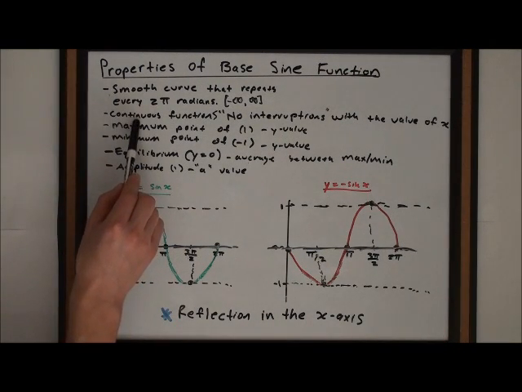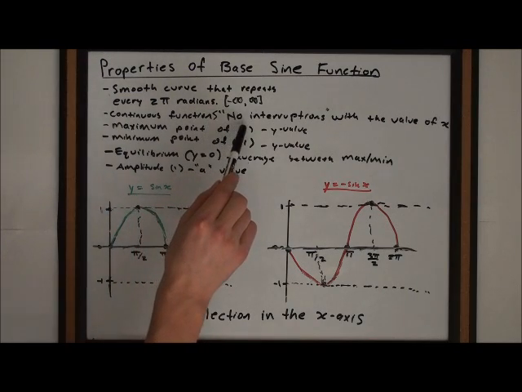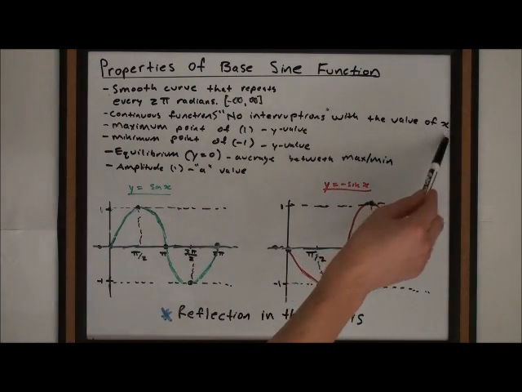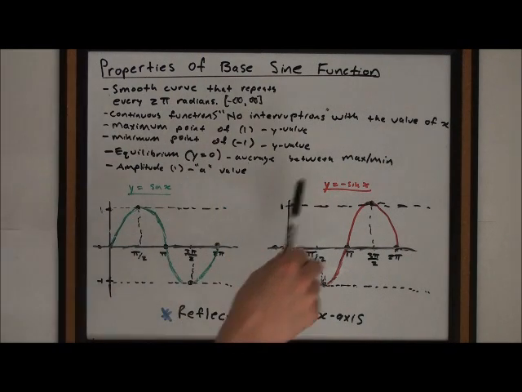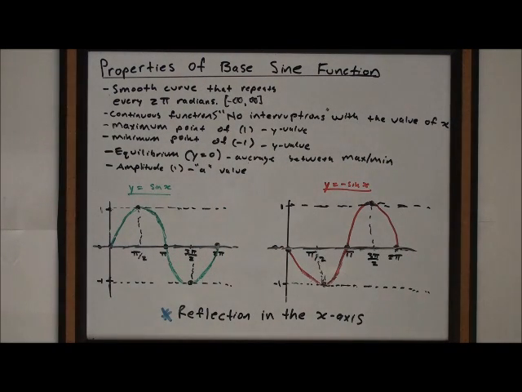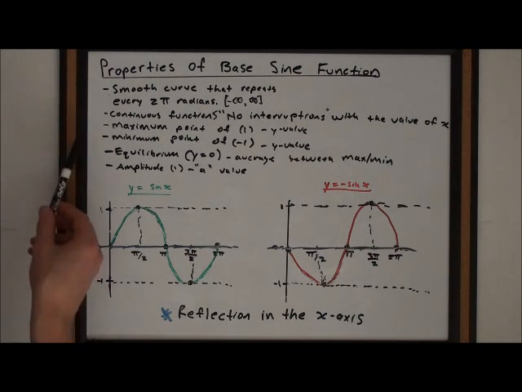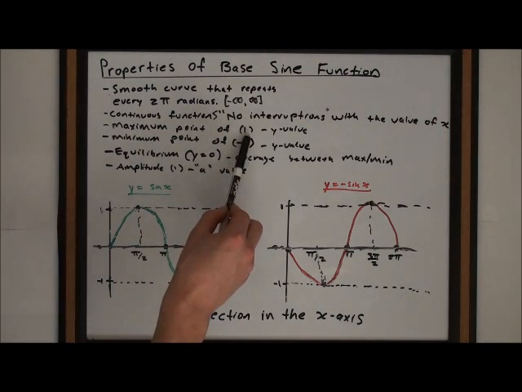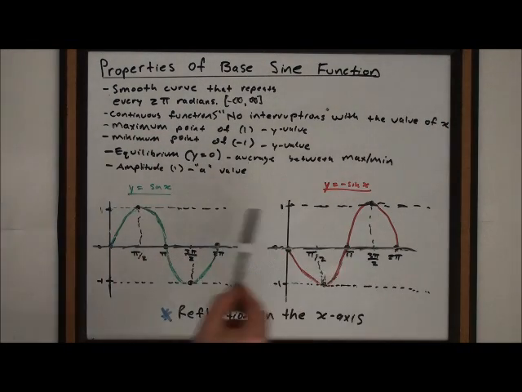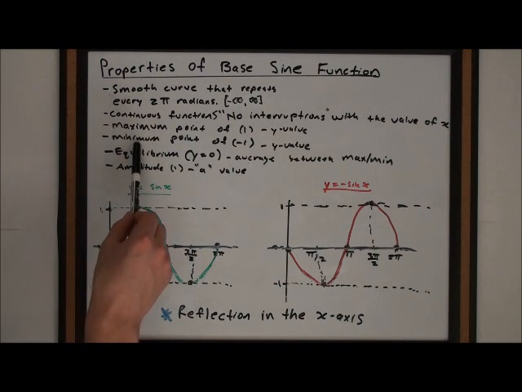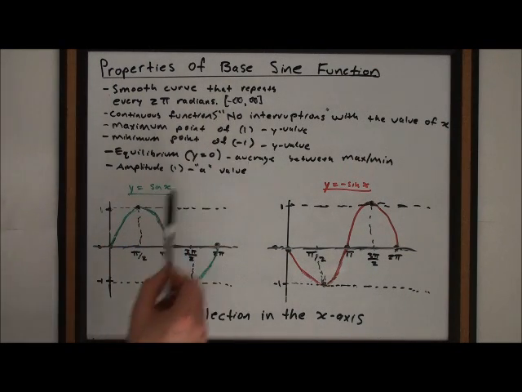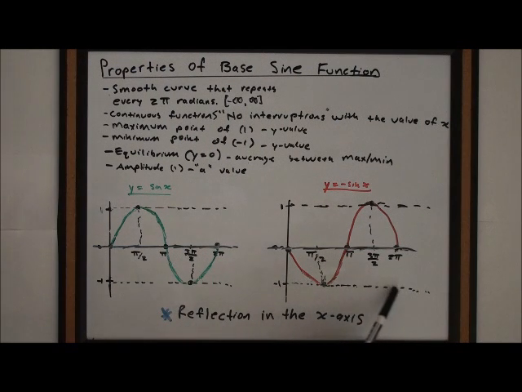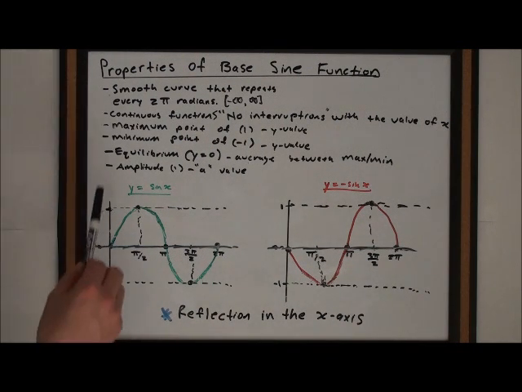The next property is they're continuous functions, so no interruptions with the value of x. So you can see that there's no breaks in the values of x. The next property is they have a maximum point of 1. So you can see a maximum point of 1. The next is minimum point of negative 1. And you have to remember that this is in the value of y.